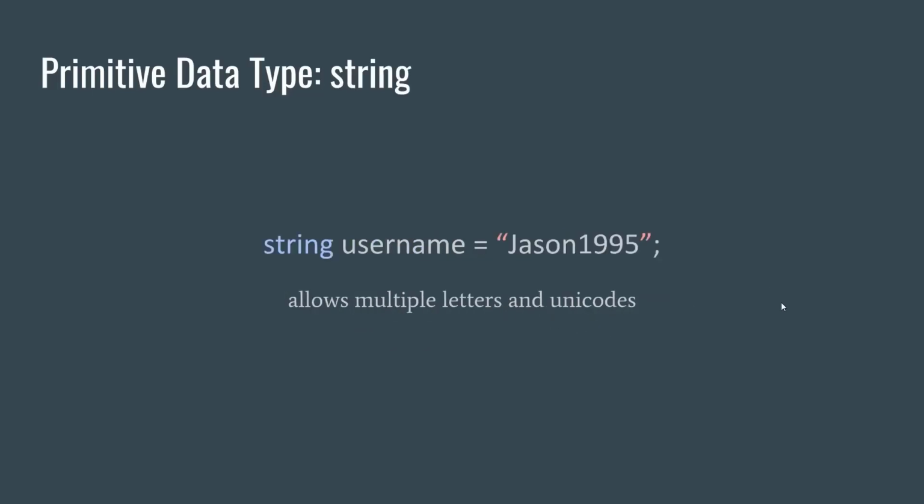All right, the next one is a string. So if you want to store text values, then you should use the string keyword. In this case, we have a username, which is, for example, Jason 1995, and it just allows multiple letters and Unicodes within one single variable. And a string can be very big, so you can store loads of data within a string. So as you can see, a string can store a combination of letters and numbers, but it will always be stored as text. So it will never be stored as a number. That's something that's very important to keep in mind.